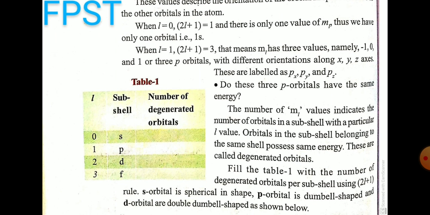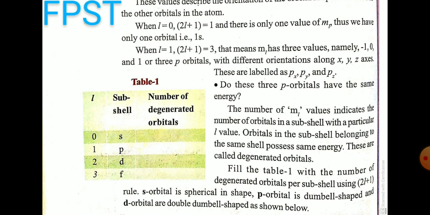These three orbitals, px, py, pz, have the same energy level. That's why they are called the degenerate orbitals. Orbitals in the subshell belonging to the same shell possess the same energy. That's why they are called the degenerate orbitals.